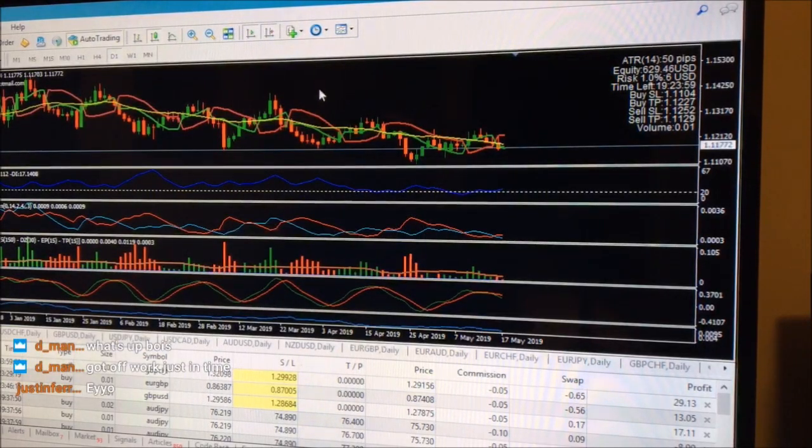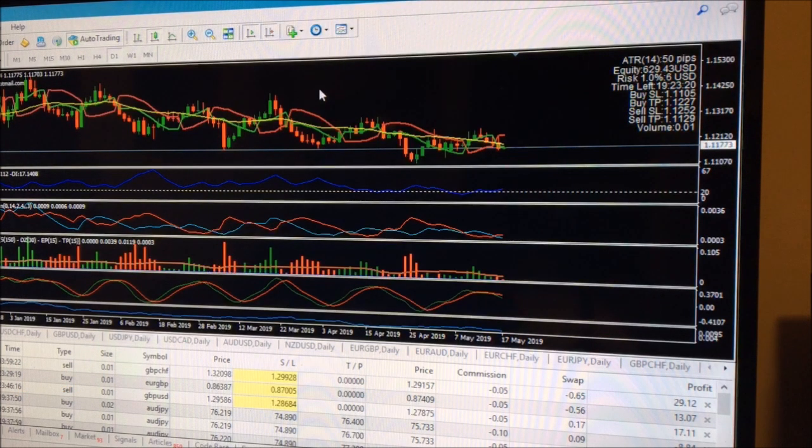So here's the Euro USD chart, and the first thing is I want to talk about just how the system works, and then I will go through my charts and see if there are any trades that I need to take for the day, and if so, I will show you how I take them. If not, I'll still show you how I take them. I just won't actually click buy or sell.